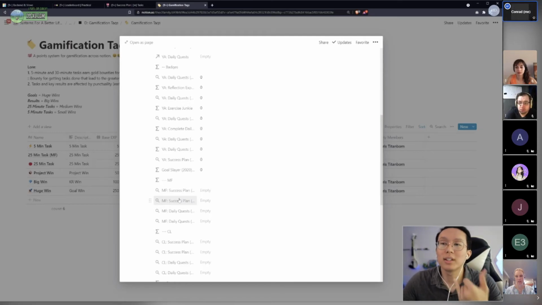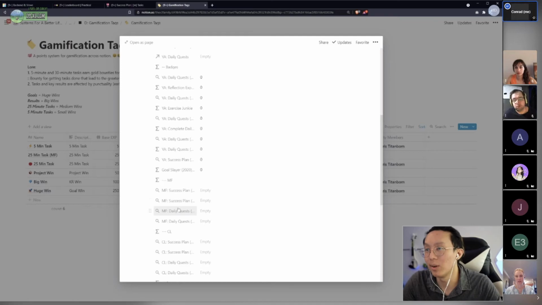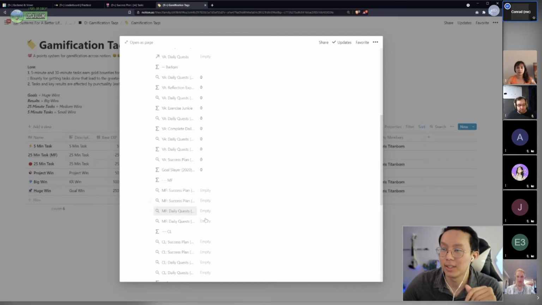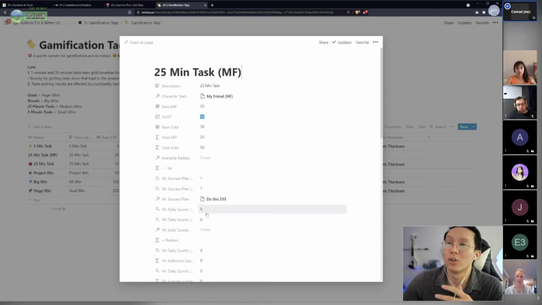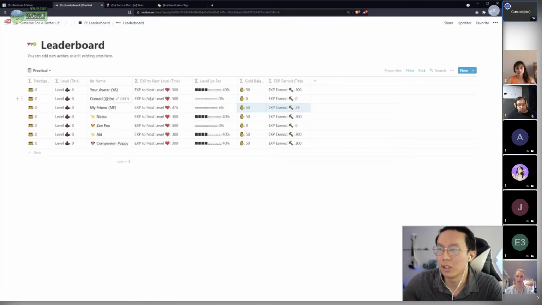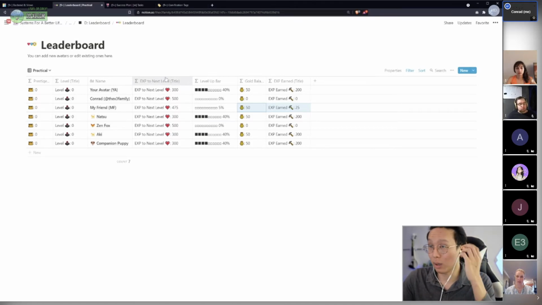If you duplicate only the success plan and the daily quest for a friend, for example, then they can have their own set of daily quests and success plans that come into gamification tags and give you the rewards that you need for your main system, right? To essentially roll it all up inside this leaderboard. So I'll show you how that works quickly. And again, I'll probably have a better resource coming up and a proper guide to do this.